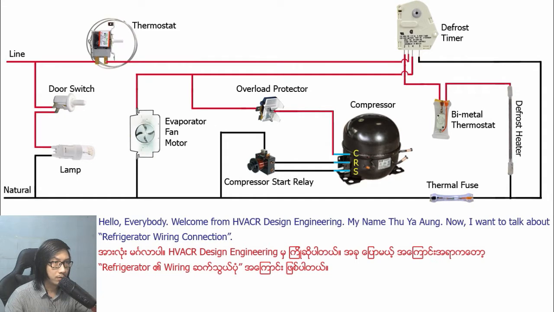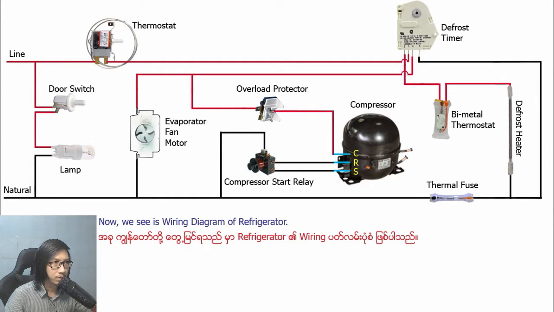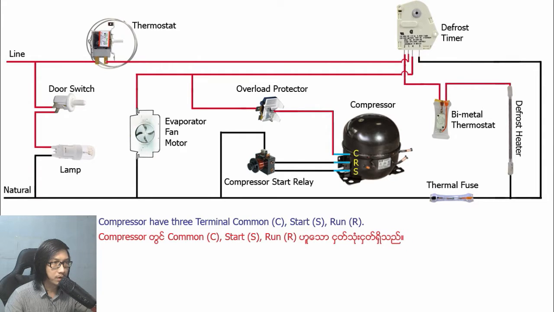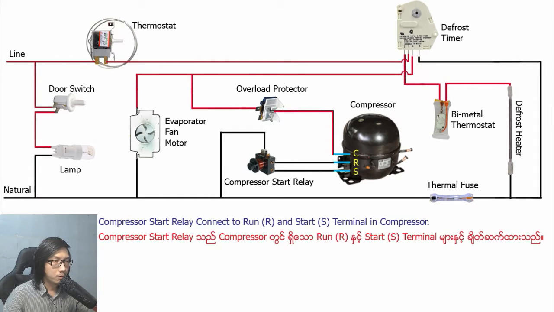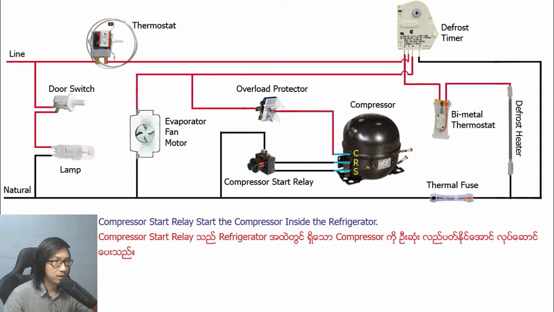Now I want to talk about refrigerator wiring connection. Now we see the wiring diagram of a refrigerator. The compressor has 3 terminals: common C, start S, and run R. The compressor start relay connects to run R and start S terminals in the compressor. The compressor start relay starts the compressor inside the refrigerator.